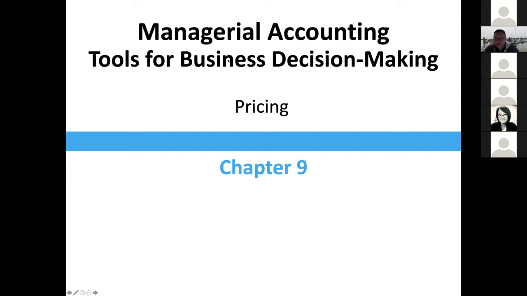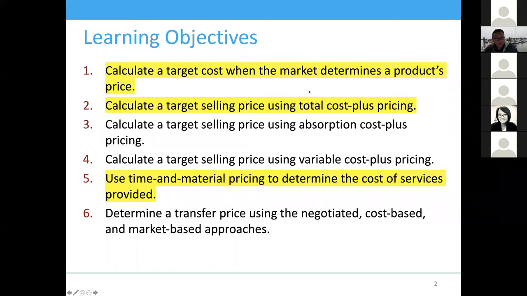Focus on chapters 6, 7, and 9. So anything you need to focus on, you need to focus on chapters 6, 7, 9. So we are not going to cover all the learning objectives. So the focus is on the first two.